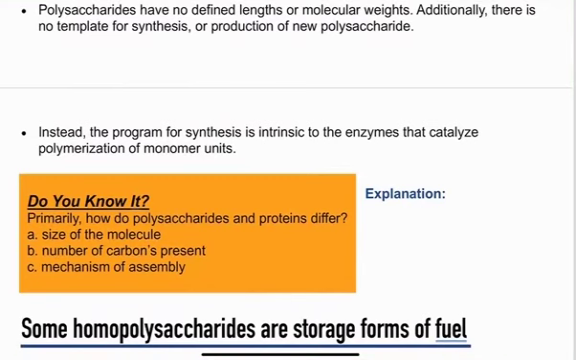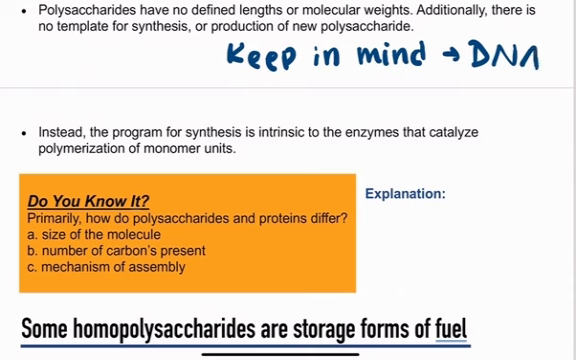Polysaccharides have no defined lengths or molecular weights. Additionally, there is no template for synthesis or production of new polysaccharide. This is something we want to keep in mind for DNA. Instead, the program for synthesis is intrinsic to the enzymes that catalyze polymerization of monomer units. So back where we just were, primarily, how do polysaccharides and proteins differ?